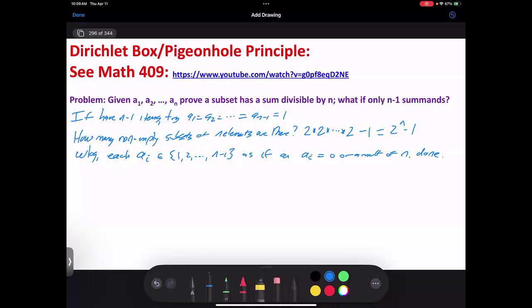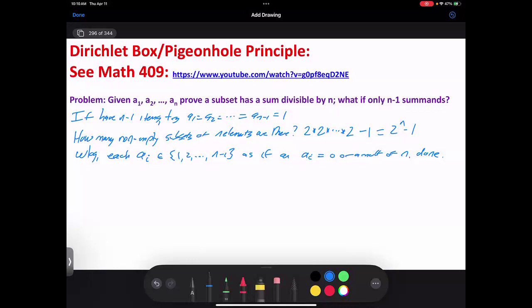So we're trying to show that we have a sum of elements that adds up to a multiple of n. None of the a's are multiples of n, because otherwise it's trivial. What can we assume? What should our boxes be? So this is the hard part. We're looking at multiples of n, right? So how do you tell if a number is a multiple of n? You divide by n and you look at the remainder. So what do you think the boxes should be?